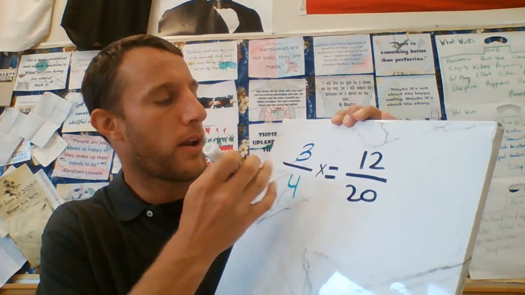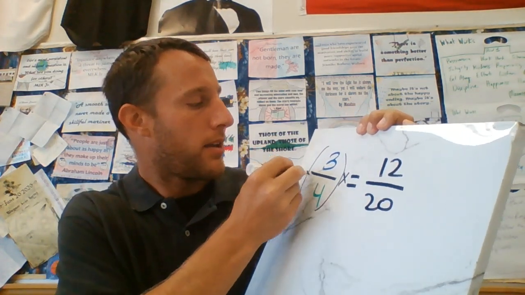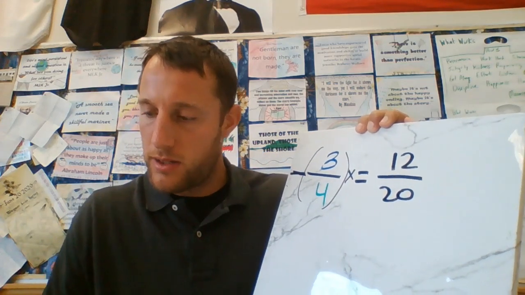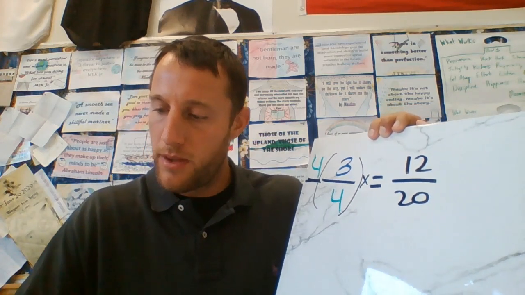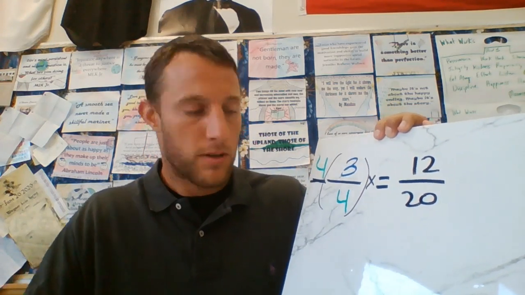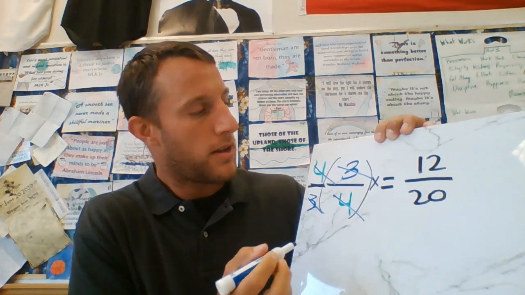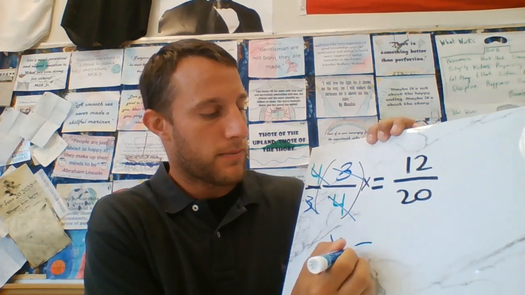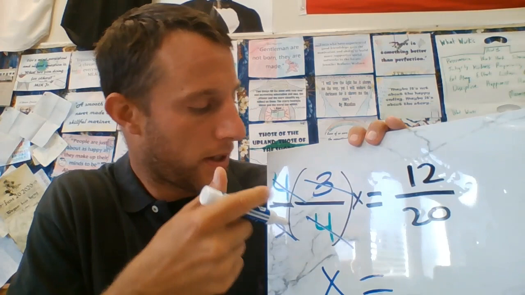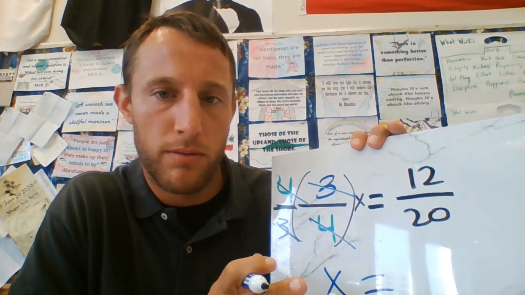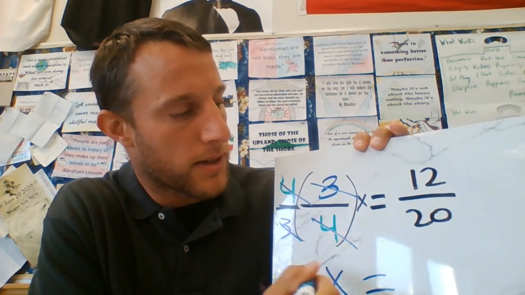So in order to get rid of 3/4, I'm going to multiply it by, and I think you guys know what I'm going to do with these colors, I'm going to multiply by 4/3. Okay, because that's going to go ahead and cancel these, and now I'm just left with x. Now why did I do that? Well, I know that anything times by its multiplicative inverse or its reciprocal is equal to 1. So 3/4 times 4/3 is equal to 1. Leaves me 1x, and now I've isolated my variable.